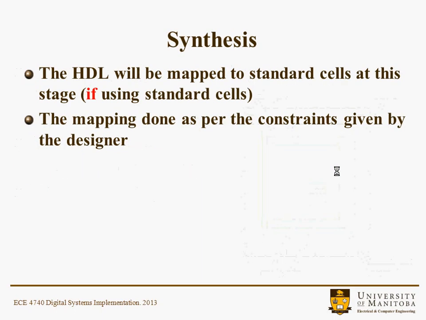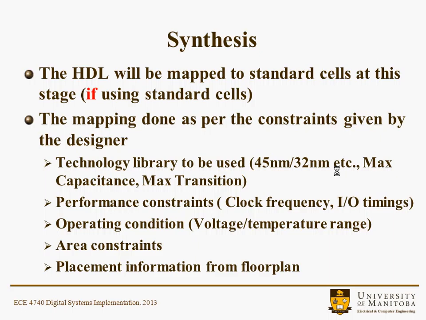With respect to synthesis, if the HDL is going to be mapped to a standard cell, the mapping is done as per constraints given by the designer. So this is a scenario where the ASIC is going into a standard cell library. And in this case, the library technology node would be known, 45 nanometer, 32 nanometer, maximum capacitance and maximum transitions. And what you can do with those libraries is put them into your simulators and see how well your design will do without actually having the physical idea of how the little logic block is placed and routed.